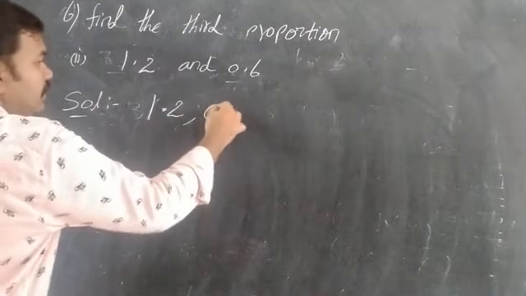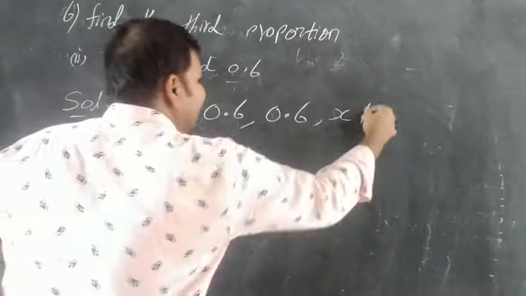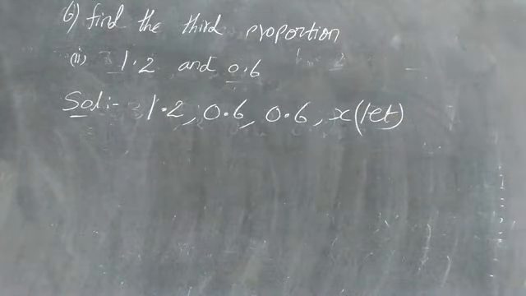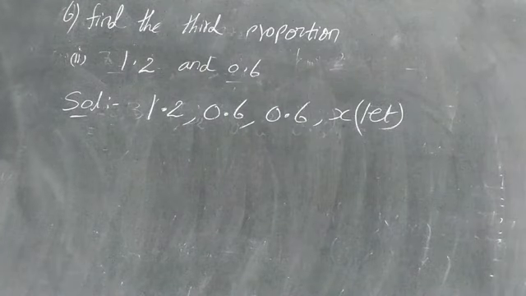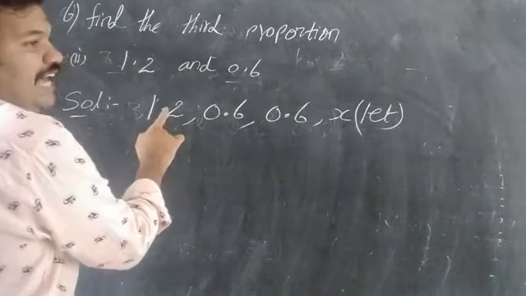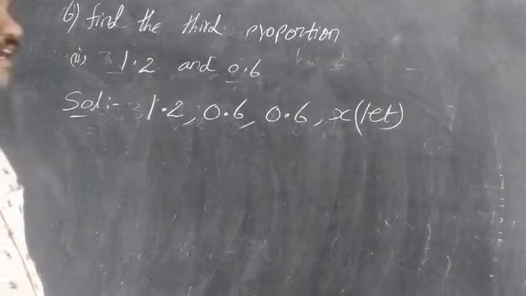1.2, 0.6, 0.6, x. Let the fourth one be x, but we have to call it the third proportion only. I already explained that once. It is 1 2 3 4, but we will call it 1 2 2 3 if the middle two are the same.